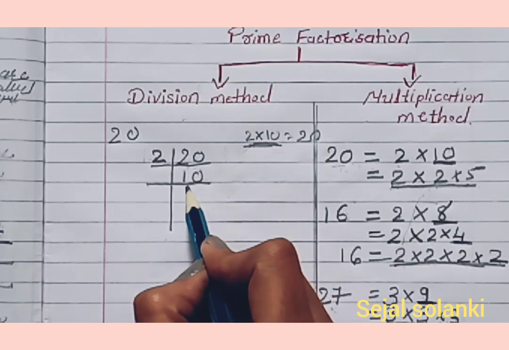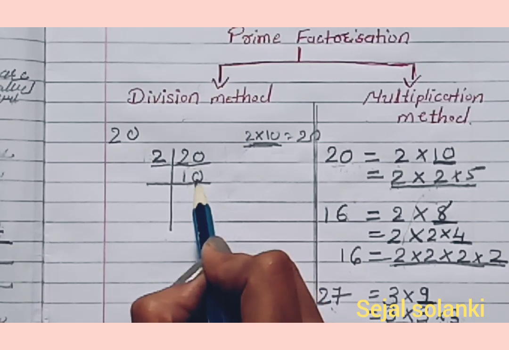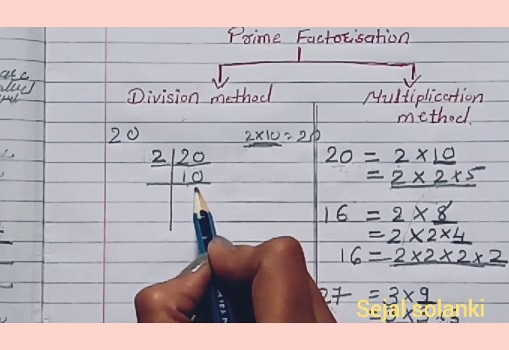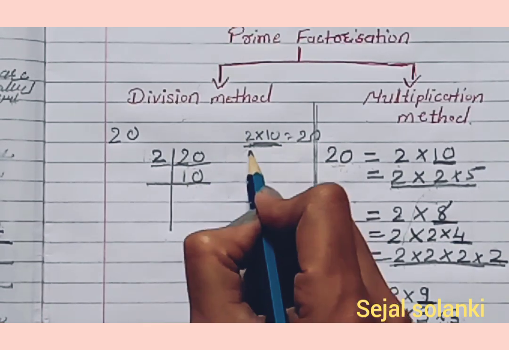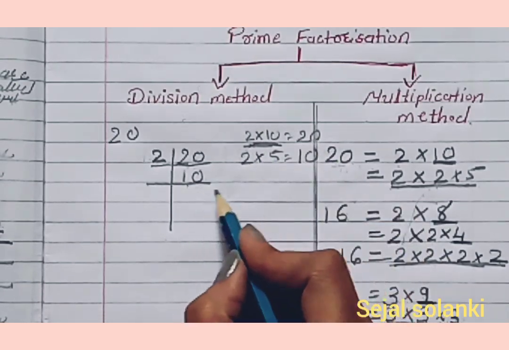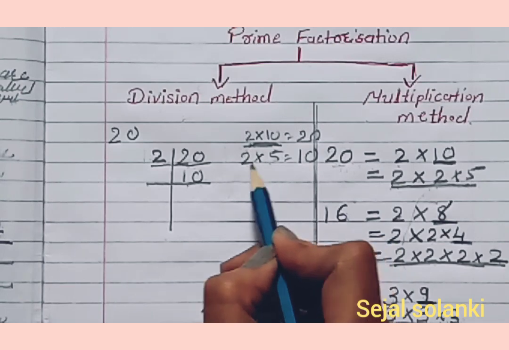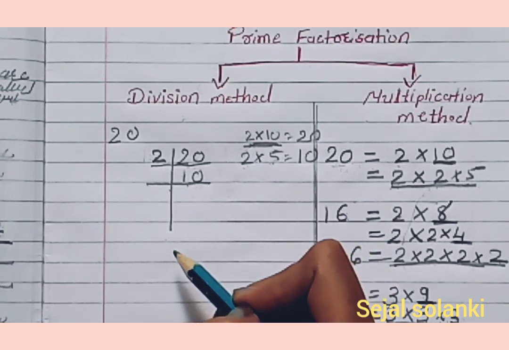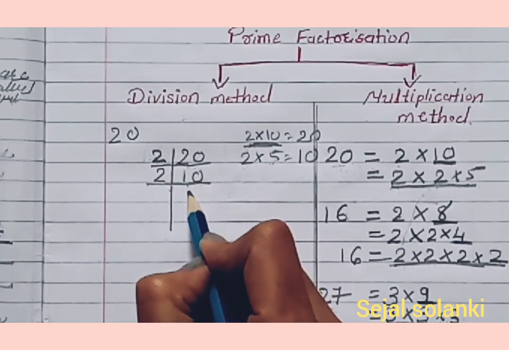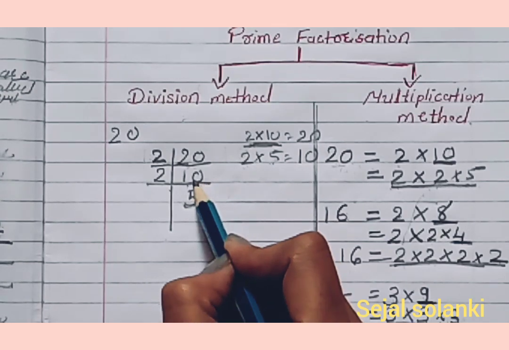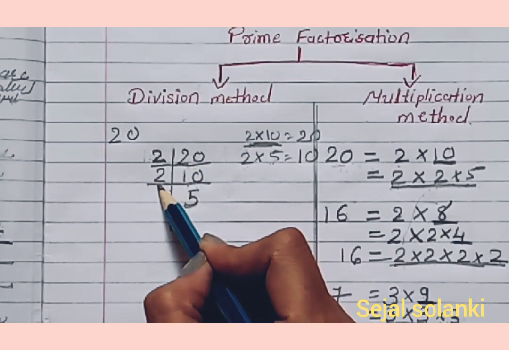We will break this 10 into two numbers. But we will check whether it is even or odd. It is an even number, so it can be divided by 2. Let's check how 10 can be divided by 2. Yes, 2 5s are 10. Both are prime numbers, but we will write them in ascending order. We'll write 2 first. We will write the prime numbers at the left side.